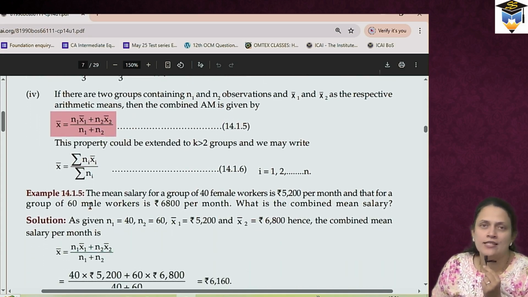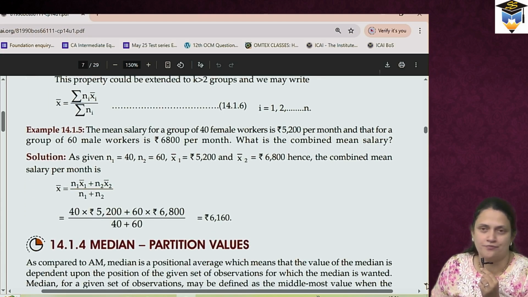Here they have given us the mean salary for a group of 40 female workers is 5,200, and that for a group of 60 male workers is 6,800 per month. What is the combined mean salary? That is the question.